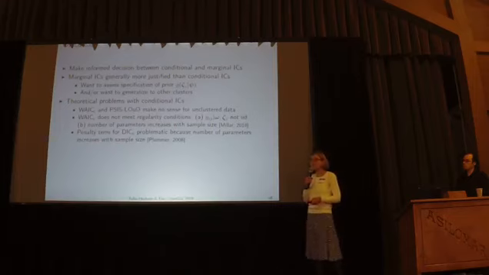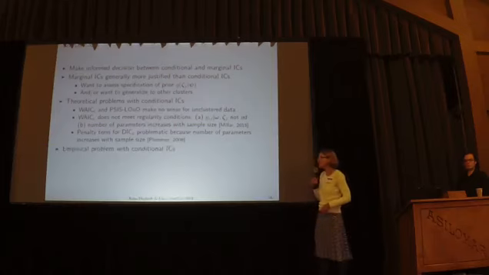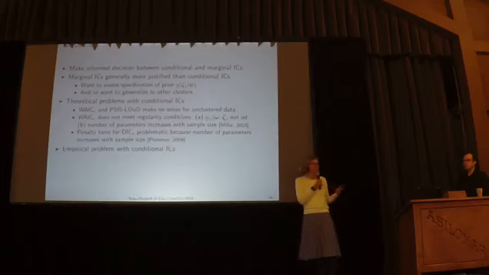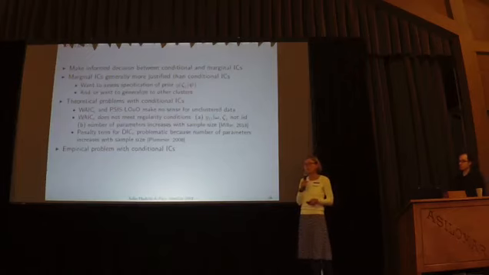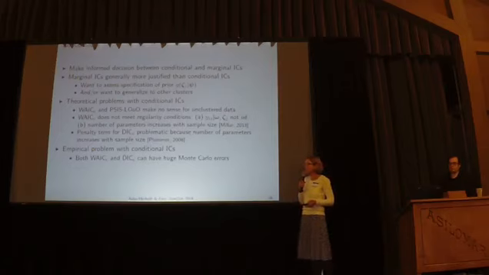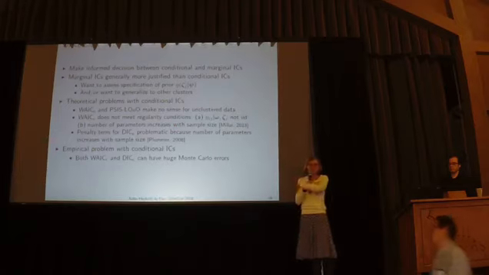So I think that's related to the incidental parameter problem in maximum likelihood, when the number of parameters increases with the sample size. And then Dan illustrated that there are some empirical problems with the conditional information criteria, that they have even larger Monte Carlo errors than the marginal ones. That was even more pronounced in the SEM example that we discussed in the paper that goes along with this talk.